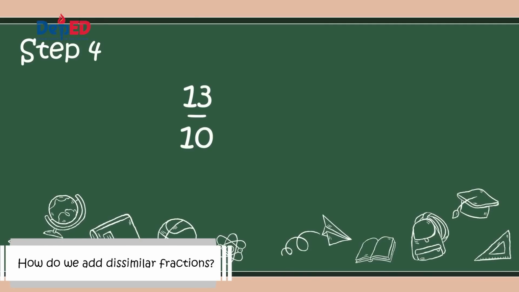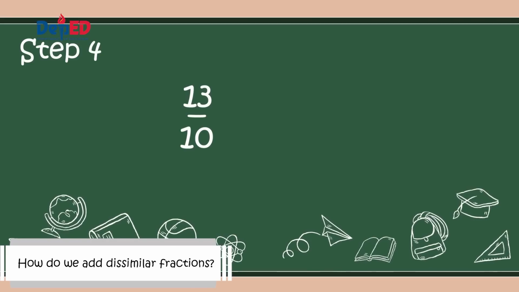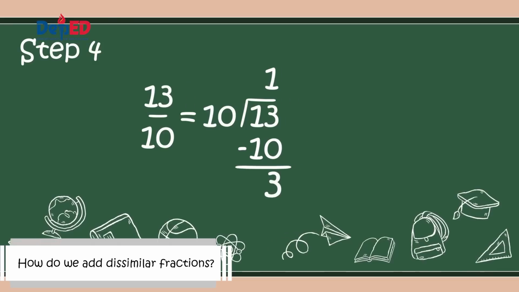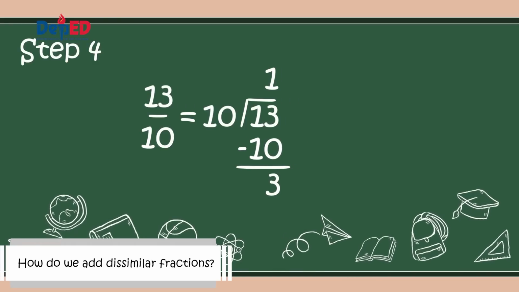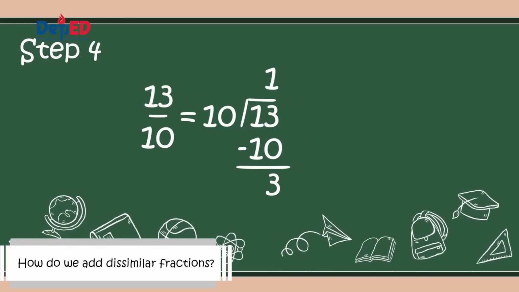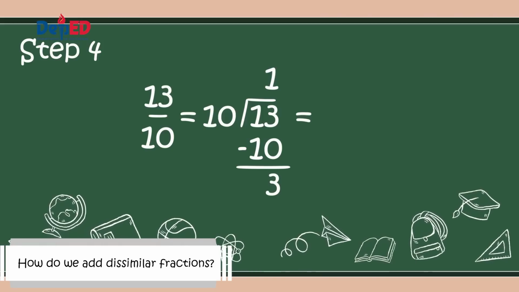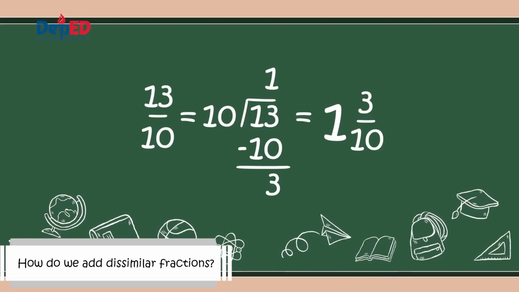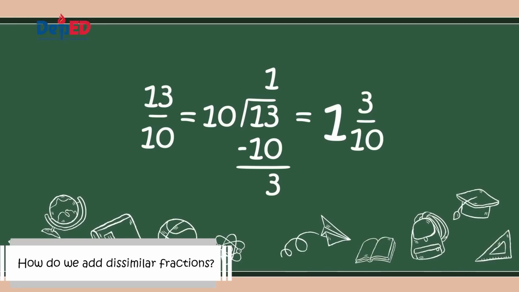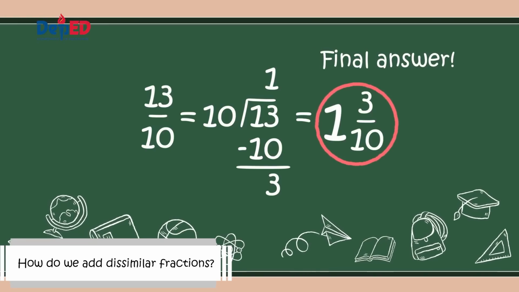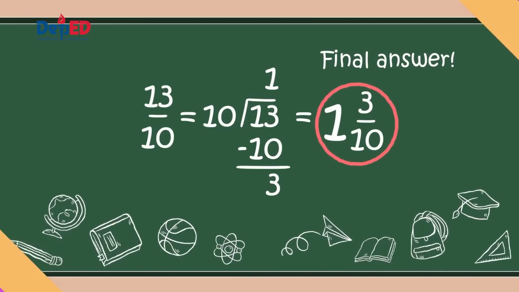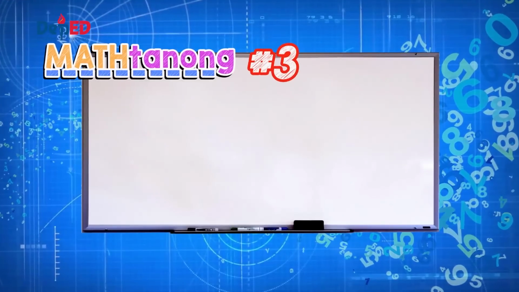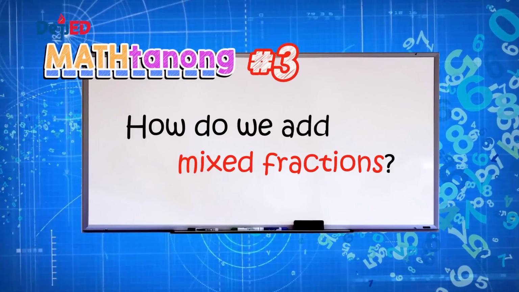Step 4. Reduce the answer to lowest term if possible. Since the answer is an improper fraction, change it to a mixed number by dividing the numerator by the denominator. 13 divided by 10 equals 1, remainder 3. Write the quotient as the whole number 1, the remainder 3 as the numerator, and the divisor as the denominator. Therefore, 13/10 is equal to 1 and 3/10. Matanong number 3. How do we add mixed fractions?